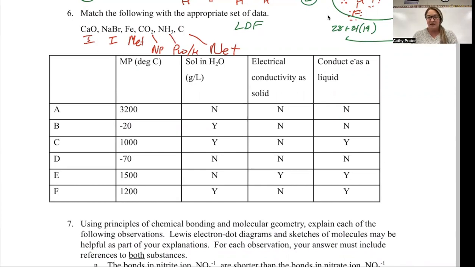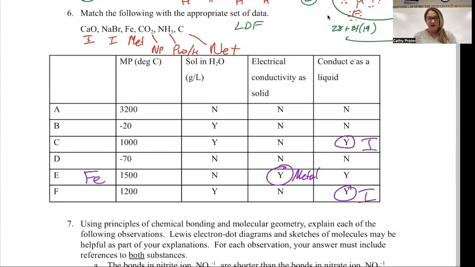An easy clue for me is conducting electricity as a solid. There is only one type of structure that conducts electricity as a solid, and that's a metal. I only have one metal up there, therefore this one must be Fe. For conducting as a liquid, things that don't conduct as a solid but do conduct as a liquid must be ionic.